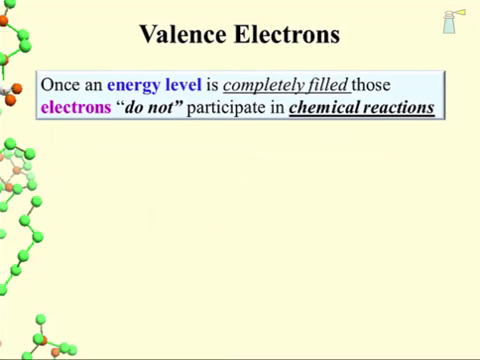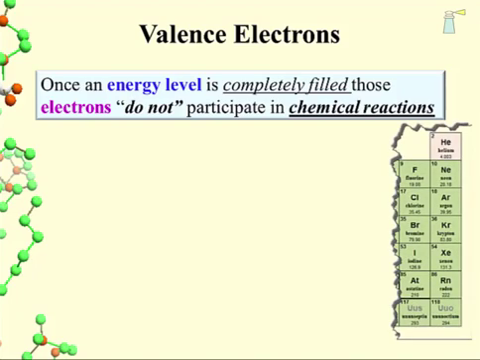Once an energy level is completely filled, those electrons "do not" participate in chemical reactions. There are quotes around "do not" because things in reality are always a little more complicated than they first seem. However, we will stay with the "do not" in this lecture. So, where are the energy levels, as designated by the principal quantum number n, complete? That's right, it is at the noble gases.